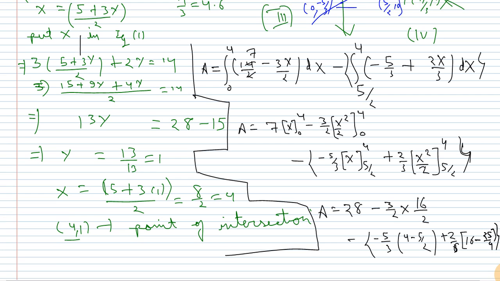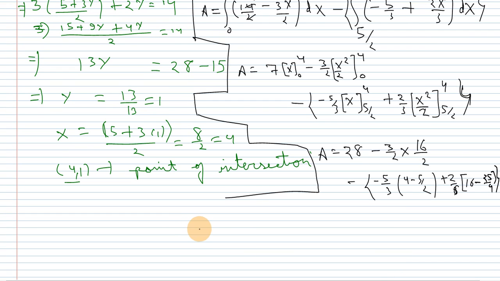Okay, now let's sum further. This is 28, and 24, correct? Okay, then 4 into 3, it will basically be 12 minus, okay, minus 5 by 3, and if we take the LCM 2, then it will become 8 minus 5, and 8 minus 5 will become 3 by 2.